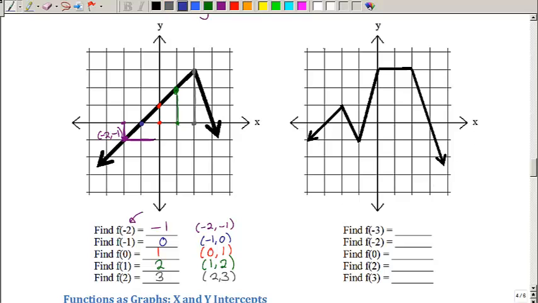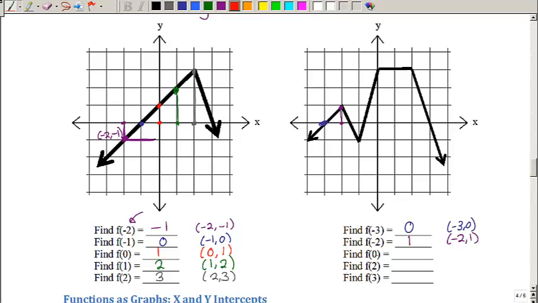On the next graph, I'm trying to find f of negative 3. So I'm going to go to negative 3 on the x-axis and find the graph's corresponding y-coordinate, which happens to be 0. F of negative 2, I go on the x-axis to negative 2, and I look up or down in order to find the graph's corresponding value, and the y-coordinate here is 1.